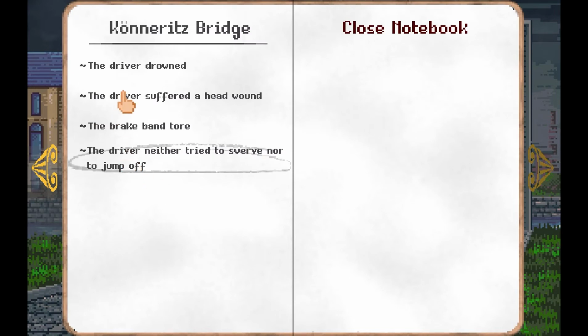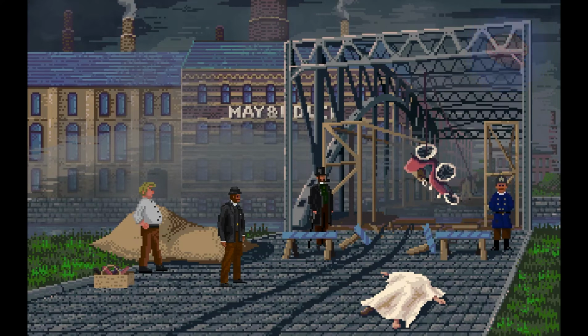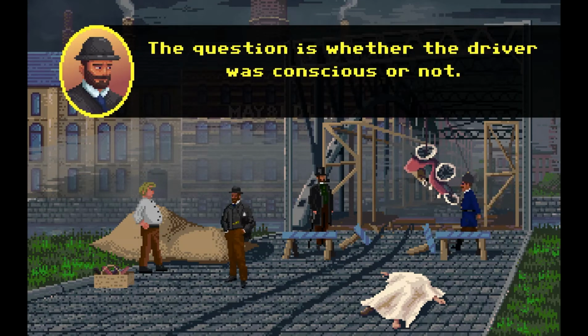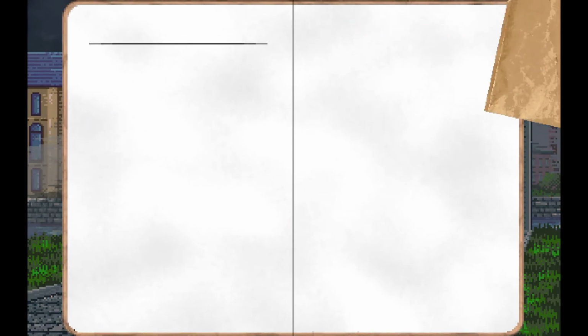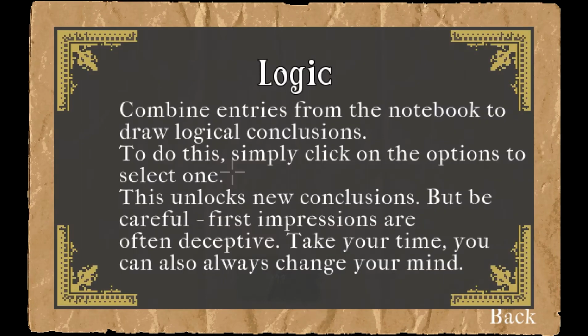Let's see if we link those together. A brain ping! Interessant. The driver was not conscious. Well, the question is whether the driver was conscious or not, is what he said. And then I just put in my own words.